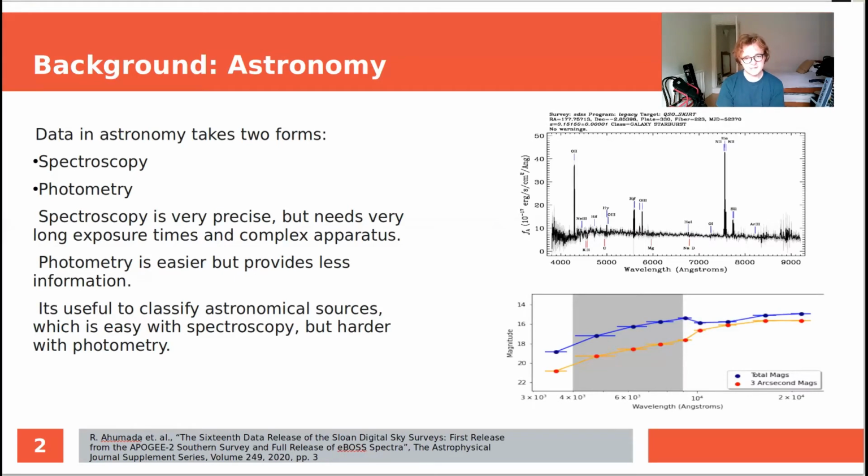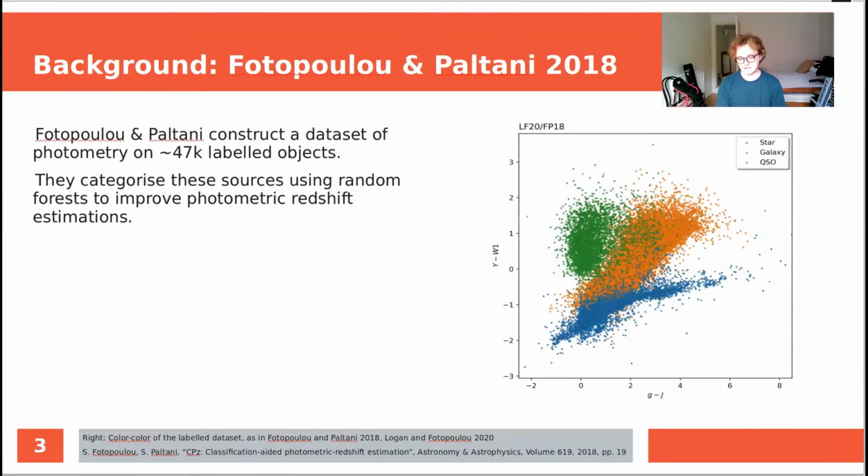In astronomy, there's two broad schools, spectroscopy and photometry. Spectroscopy is much higher resolution in terms of information you can gain about an object, but is much more intensive. You need much longer exposure times and more complex apparatus. By contrast, photometry is less precise, but you can image multiple objects at once and they require shorter exposure times in general. Here we use photometry as a catalog.